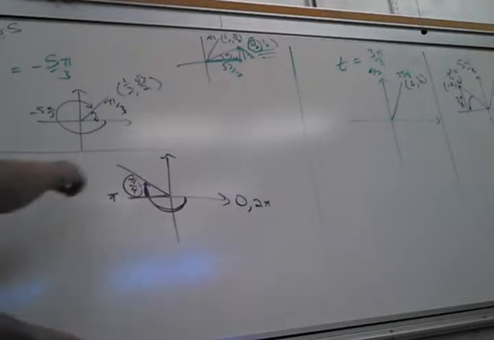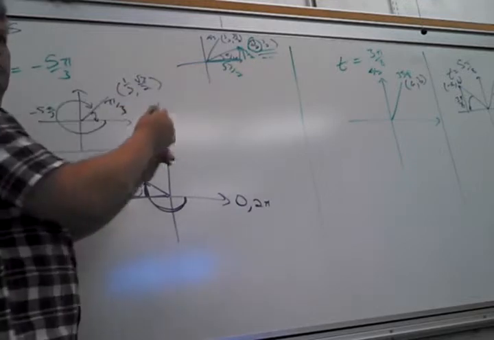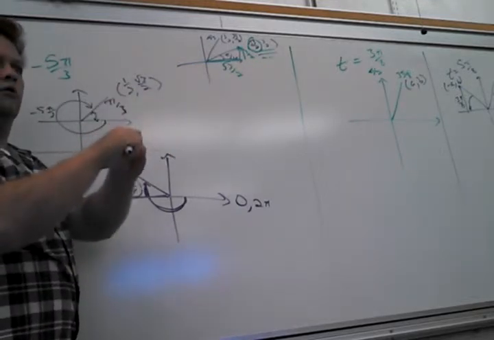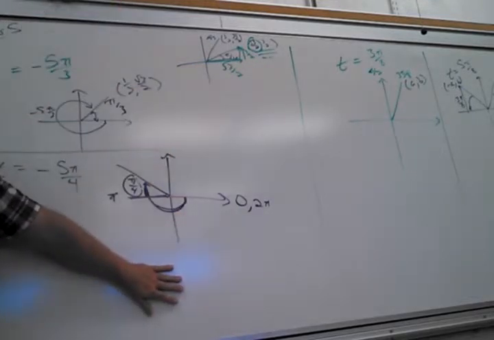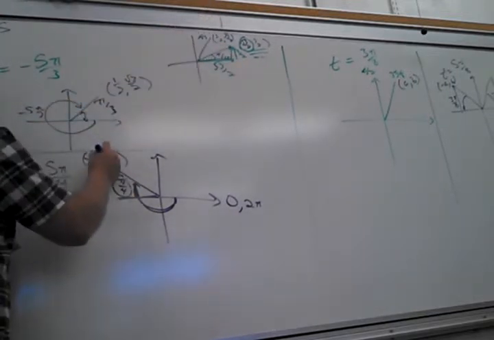Cool. So in general, for a pi over 4 reference angle, it's going to be what values? Square root 2 over 2. Yeah, in general, it's root 2 over 2, root 2 over 2. So here, which one's going to be negative? X, the x value.